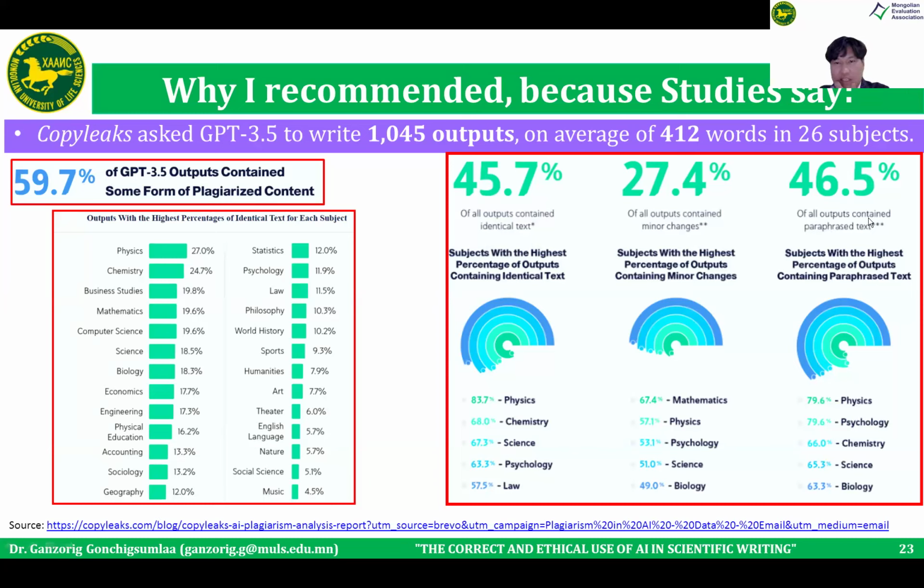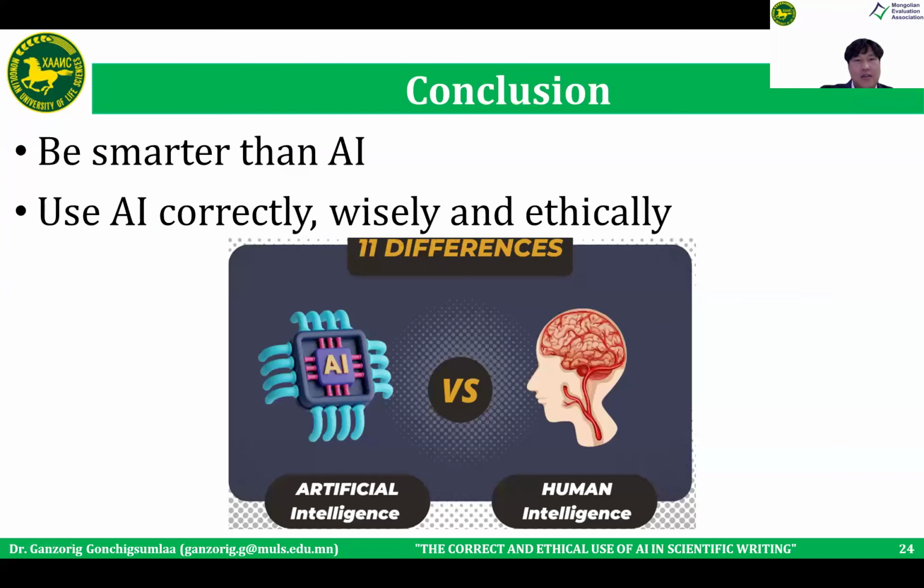And there are some other statistics on why they use this plagiarism, so you have to be careful. And in conclusion, what I conclude is to be smarter than AI. AI is never smarter than you, and use AI correctly, wisely, and ethically.